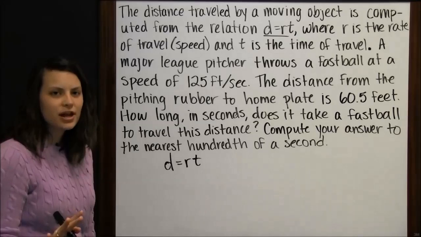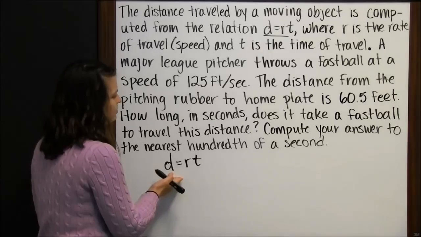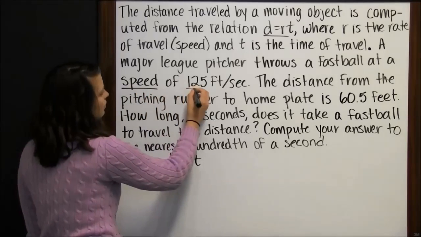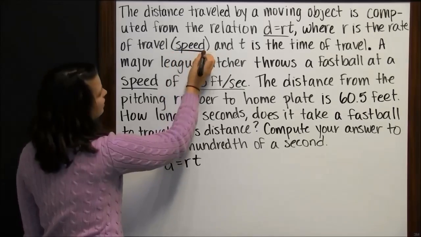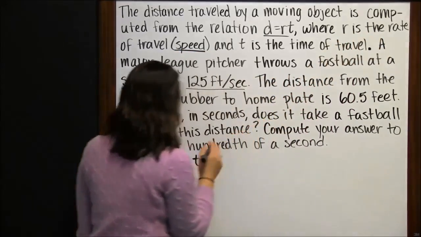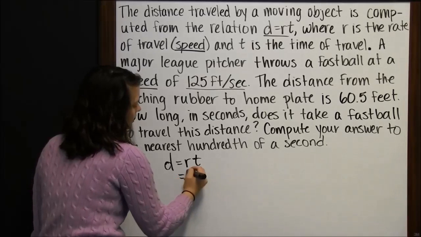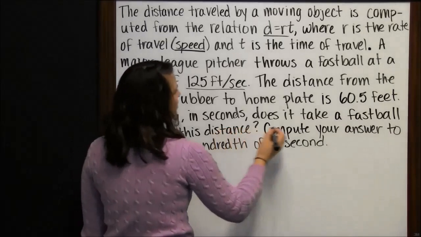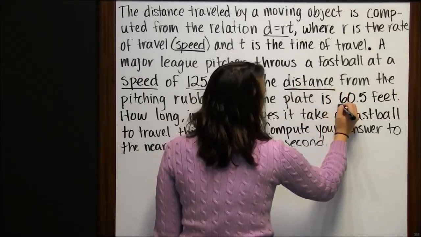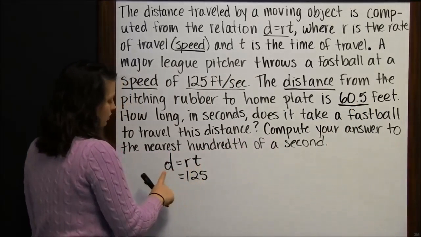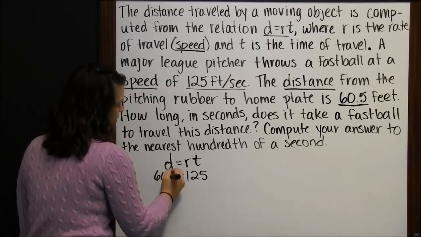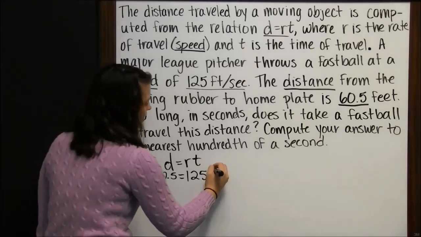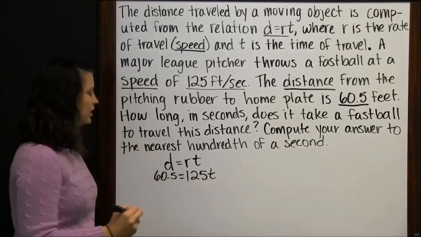Now I want to take the information I was given and substitute it into this equation. So they told me the speed of the ball. And remember, speed is your rate, r. So that means I'm going to replace r with 125. Then they also gave me the distance, 60 5/10 feet, which means I'm going to replace d with 60 5/10. And so t is what I'm trying to find. So the t will stay there in my equation.